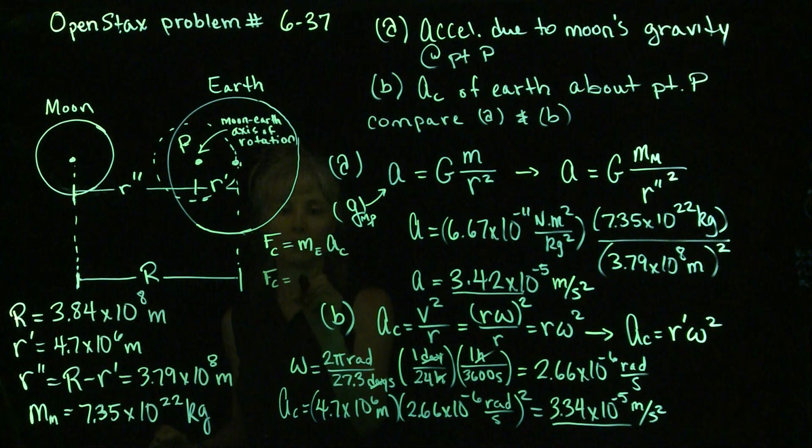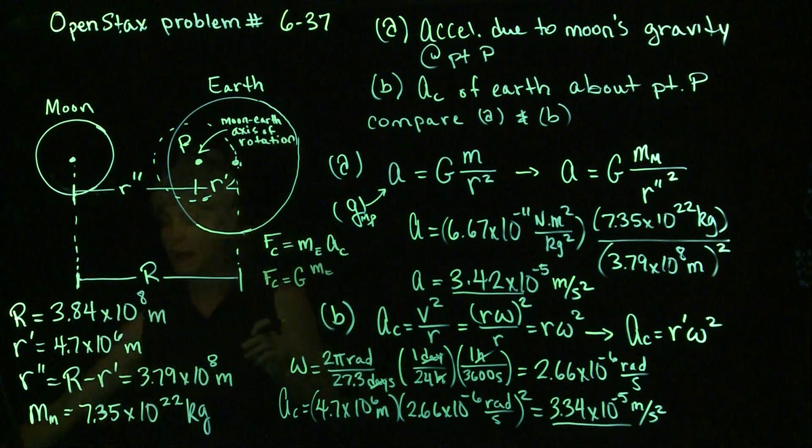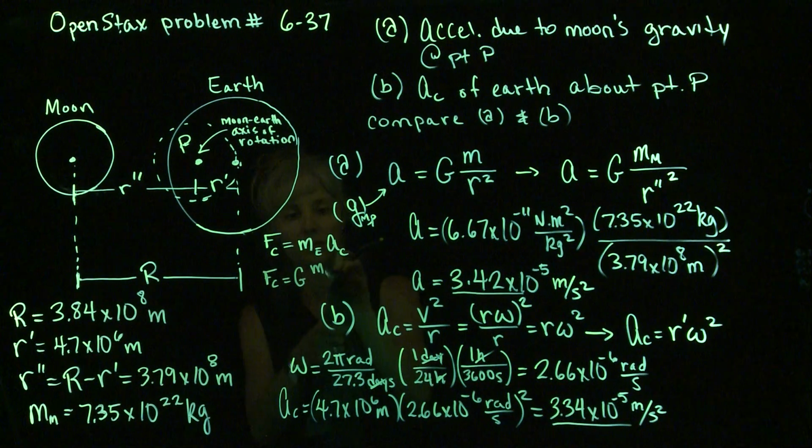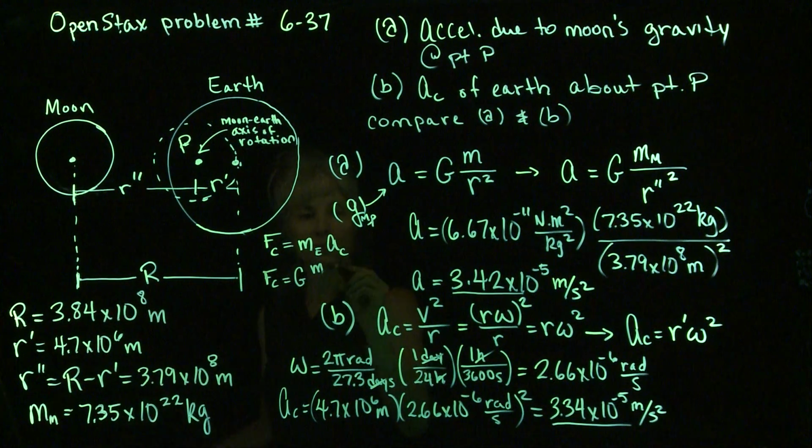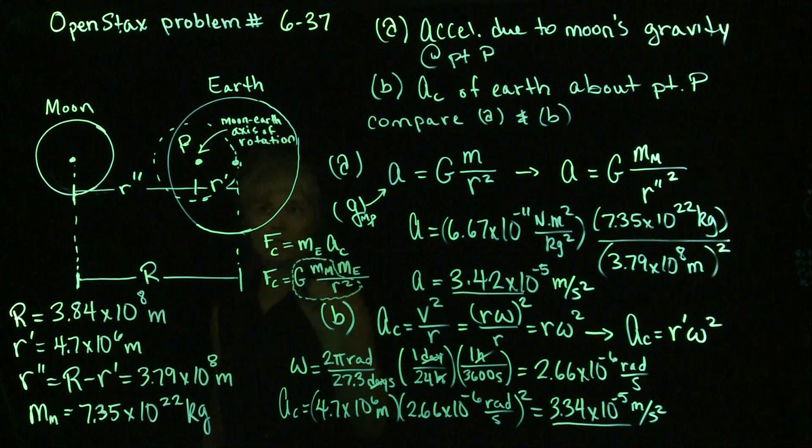So F sub c is equal to big G, the product of the masses involved. And that's, of course, going to be the mass of the moon times the mass of the Earth divided by the distance between their centers of mass squared. So this is going to be the mass of the moon, mass of the Earth divided by the distance squared.